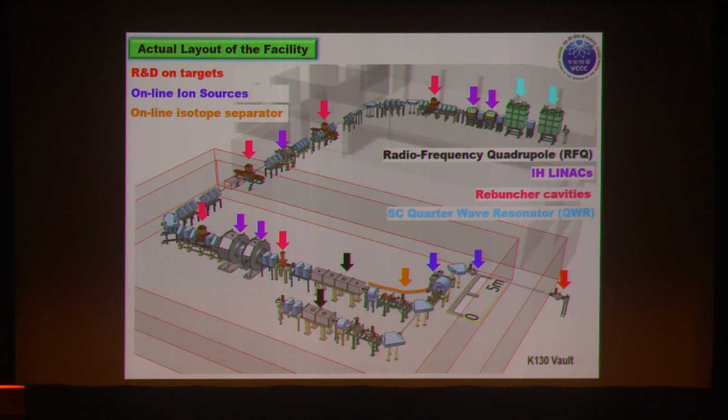This is shown here because by using a room temperature accelerator, you can achieve some energy, but the power consumption is very high. So after some time, you go for superconducting technology. So we are going in that direction also.